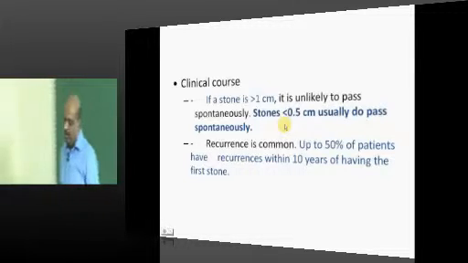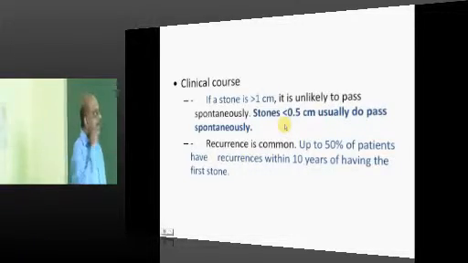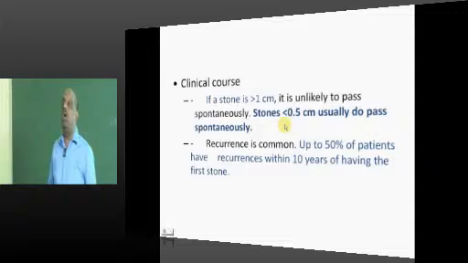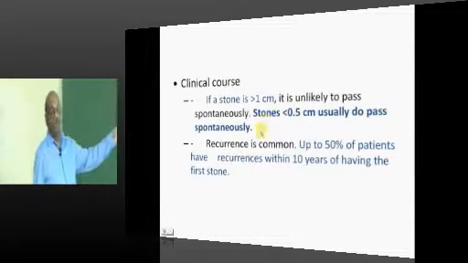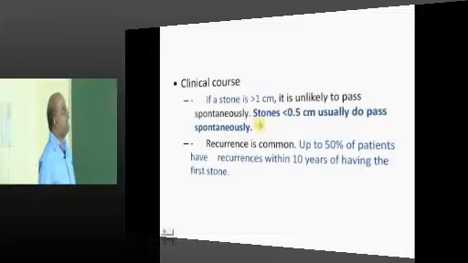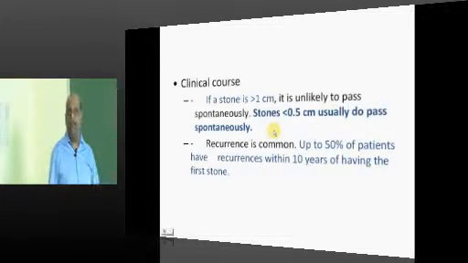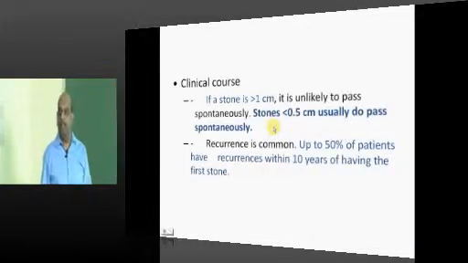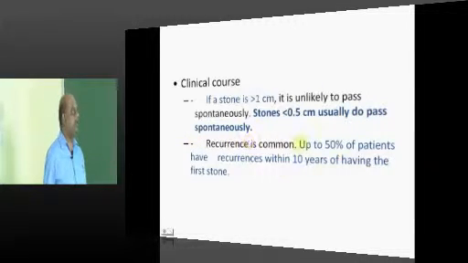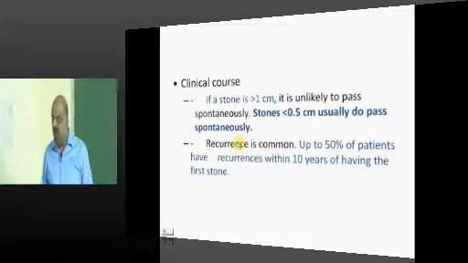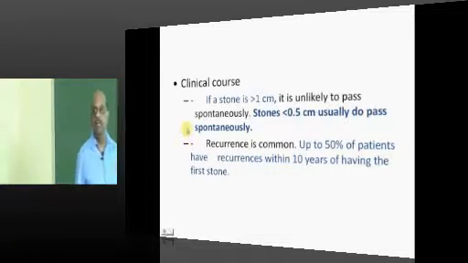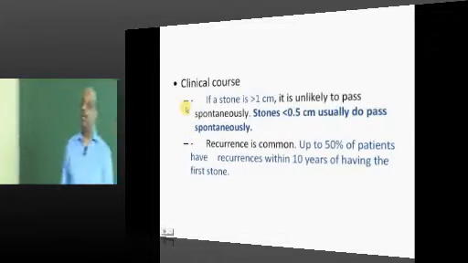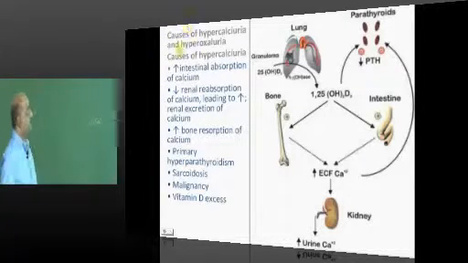Now doctor, what is the clinical course of the stone? It all depends on the size. If the stone is more than 1 centimeter, it is unlikely to pass spontaneously, and anything less than 0.5 centimeters, 5 mm, can easily pass spontaneously. Recurrence is very common. About half of the patients will have recurrence within 10 years. There is another sad, unfortunate story about the stones.